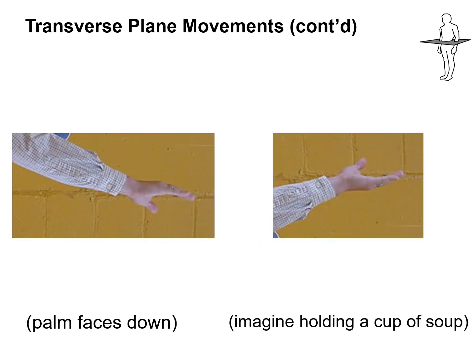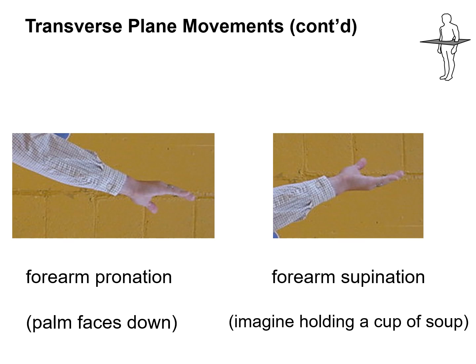For our appendicular system, especially for our forearm, if our palm is facing down, or we rotate so our palm is facing down, we consider this forearm pronation. Once again, transverse plane, vertical axis, okay? And then if you rotate your forearm so that your palms are facing upward, we call this forearm supination.